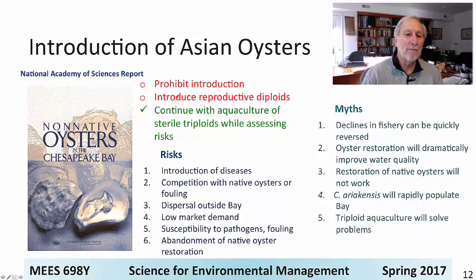This is the report. And so what this committee recommended was not to introduce reproductive diploid animals, but to continue with aquaculture of sterile triploids while assessing the risk. And you can see the risks that are outlined here, as well as this committee did a very good job of putting some myths to rest. The myths are showing on the right side of the screen.